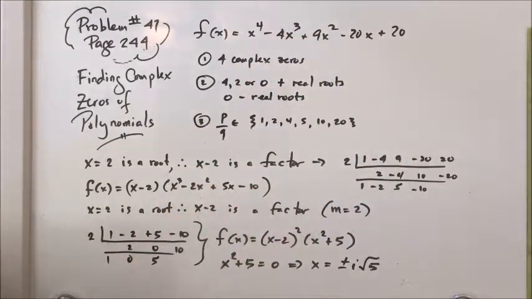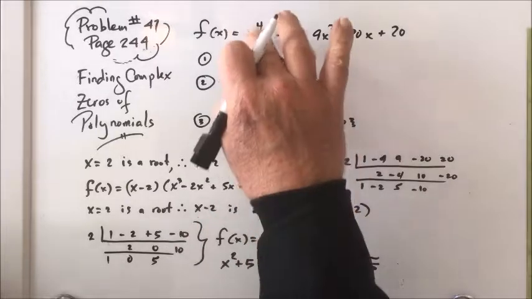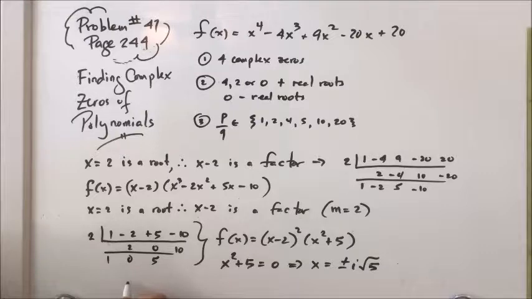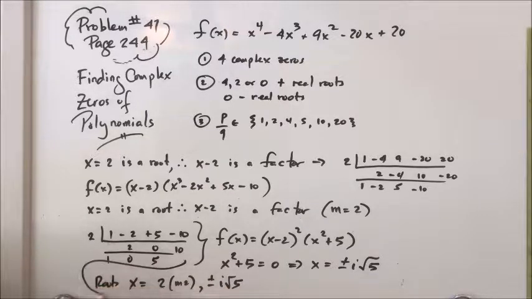So, boy, it's not easy to run through these, especially when you start with a fourth order polynomial or higher. But this says the roots are x equals 2, multiplicity 2, and then plus or minus i root 5. There's the four roots that we were looking for. And there's the end of the problem.